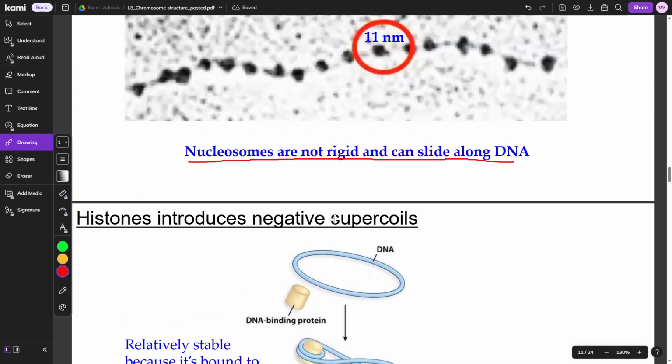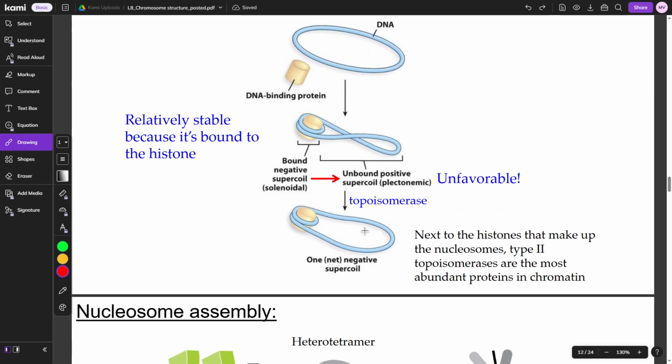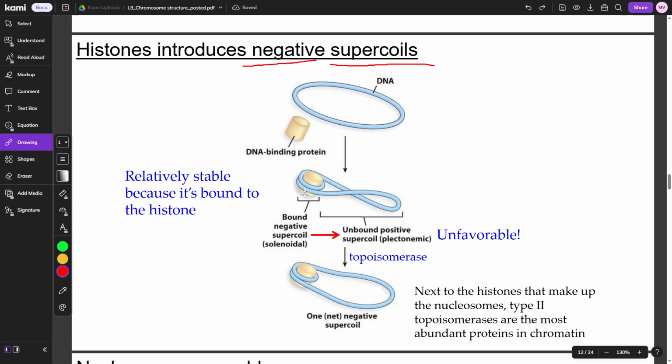And then the other thing is that histones, these proteins, actually introduce negative supercoils. So what happens is this histone slides into this pocket here, and then it wraps the DNA around it. This kind of weird wrapping is fine when you have the negative supercoil, but it's actually unfavorable if you have positive supercoiling with this negative supercoiling. So what ends up happening is you use topoisomerase to get rid of that positive supercoiling, so it becomes more favorable.